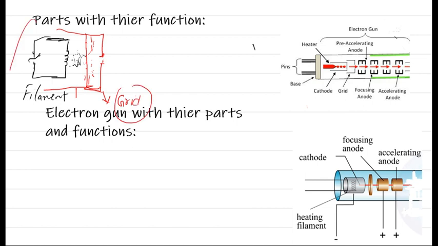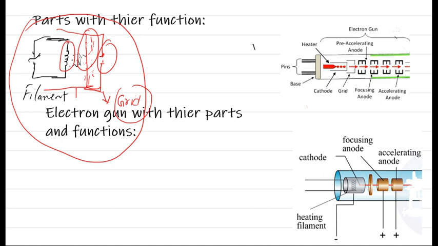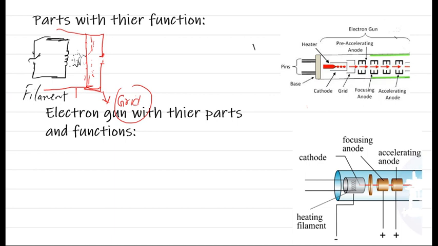So this is the combination of the three components we have discussed: filament, cathode, and the grid. Actually, the cathode and the grid are the same. It is not necessary that they are connected together, we can also make them separate. In some diagrams you will see they are separate, and in some diagrams they are connected together. But they are connected to the battery together, because their function is the same. We provide the negative potential to the cathode and the grid.